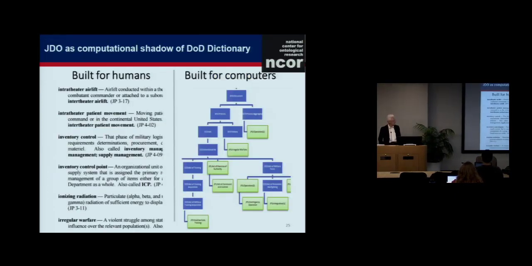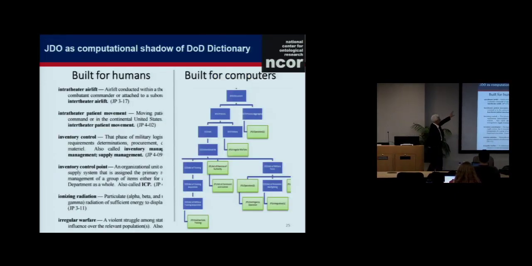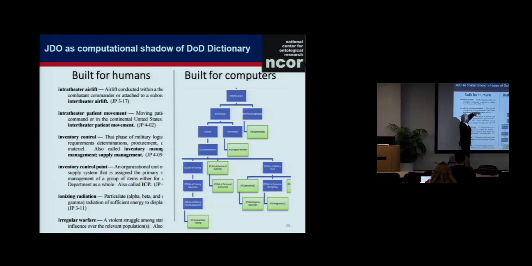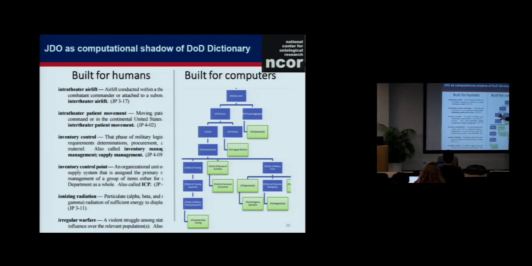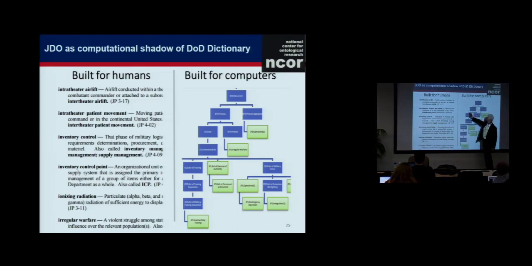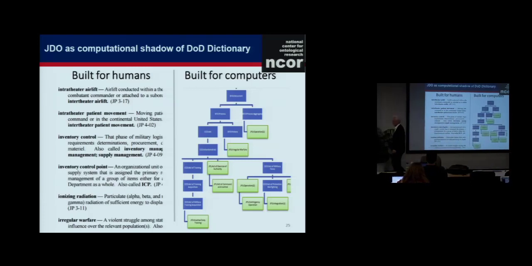All right, so this is what the Joint Dictionary looks like. So we have intra-theatre airlift, and then a definition of airlift conducted within a theatre, and so on. And then this is what the Joint Doctrine Ontology looks like. So the blue here are terms from either BFO or the Common Core ontologies, which you've heard about, and the green are terms from the Joint Doctrine Ontology.